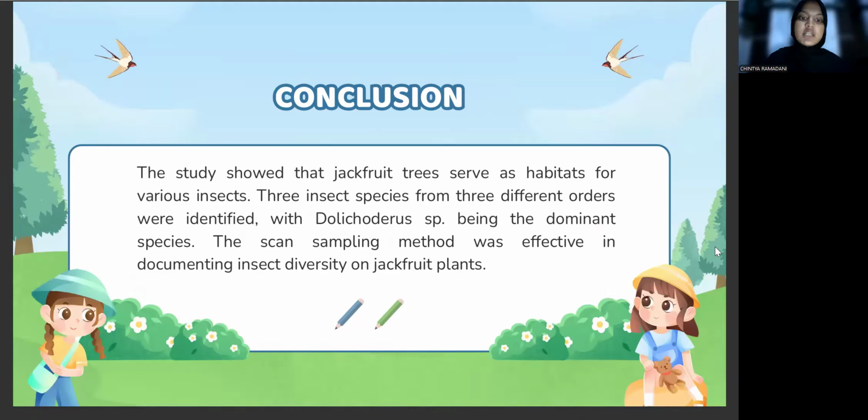In conclusion, this study showed that jackfruit trees serve as habitat for various insects. 3 insect species from 3 different orders were identified, with Dolichoderus sp. being the dominant species. This scan sampling method was effective in documenting insect diversity on jackfruit plant.